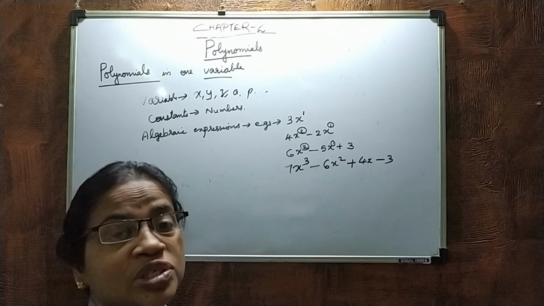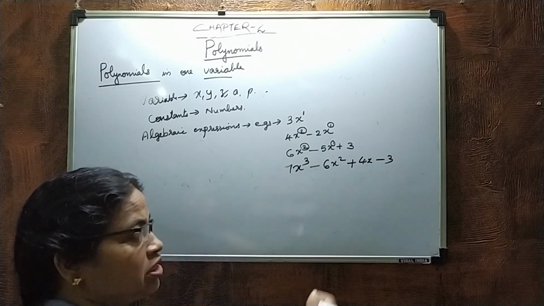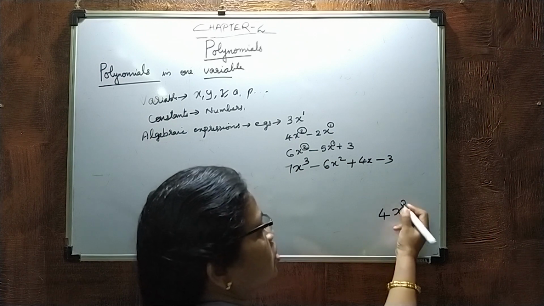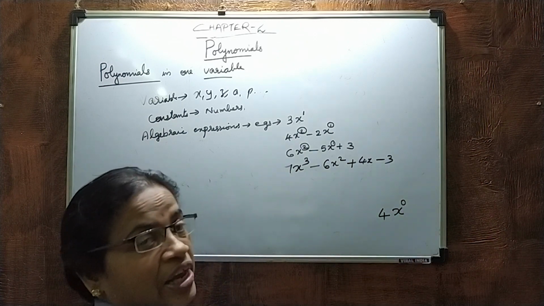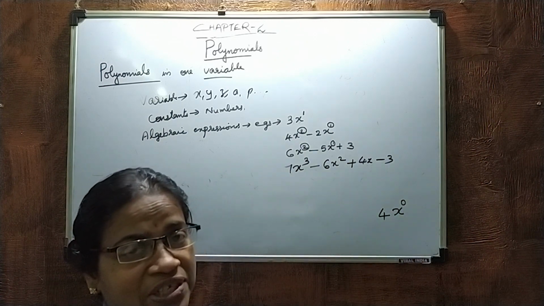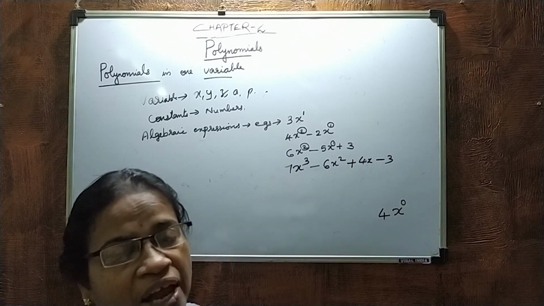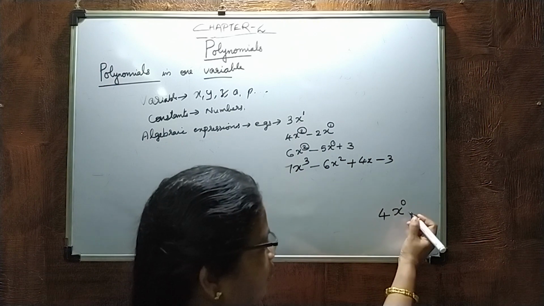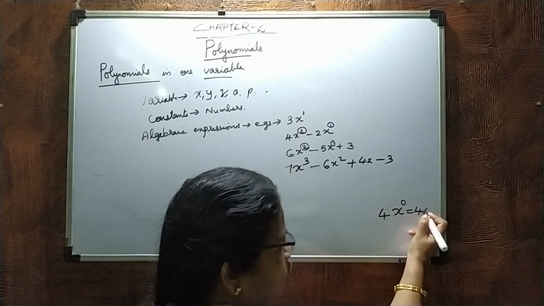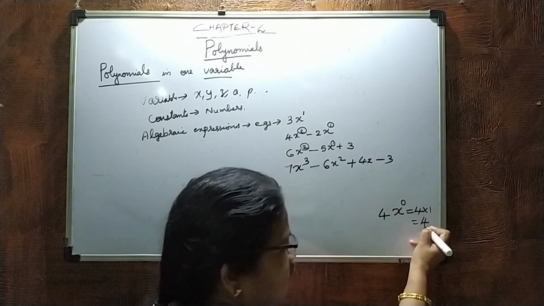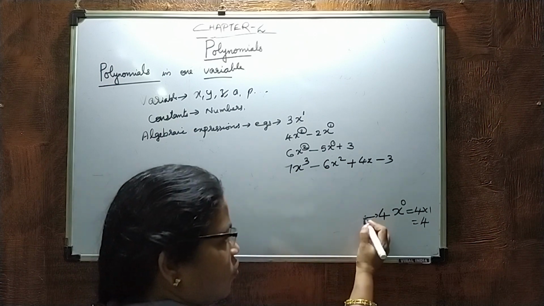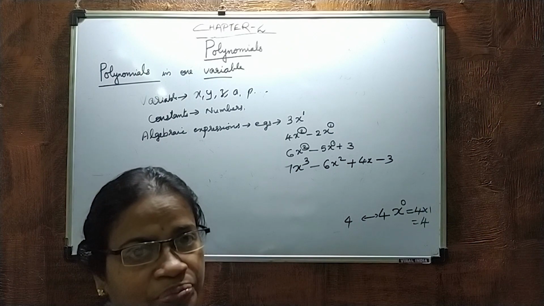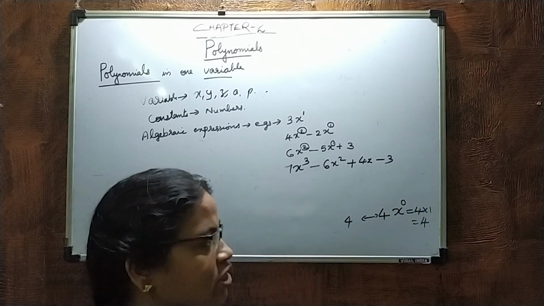What about 3, or any number? We can write 4 as 4 into x raised to 0. You have studied in 7th standard: what is a raised to 0? A raised to 0 is equal to 1. A variable raised to 0 will be 1. That means 4 into 1, and you will get the answer 4. So this 4 can be written as 4 into x raised to 0, and 4 into 1 is equal to 4.